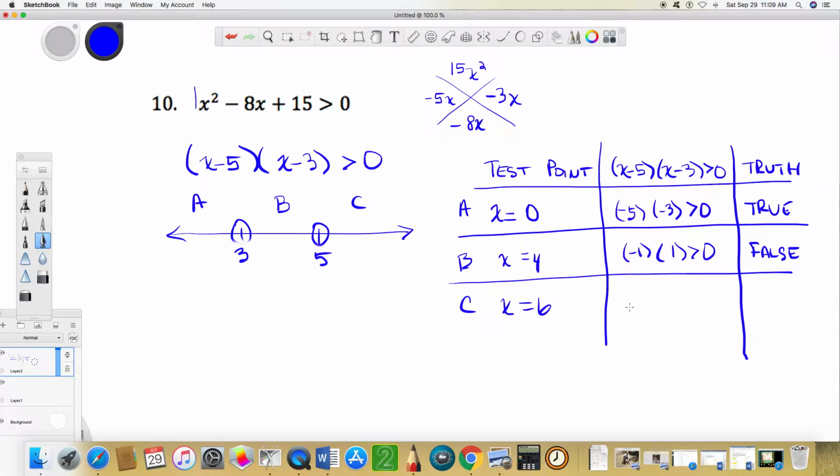If I replace x with 6, 6 minus 5 is 1. 6 minus 3 is 3. 1 times 3 is 3, and 3 is greater than 0. That's a true statement. So I'm not going to shade in the middle part, but I am shading in the tails, the part that's away from the middle. You pick any number that's in the shaded region and plug it in the original inequality, and you'll get a true statement. Pick something that's not in the shaded region and plug it in, and it will be a false statement. We want to describe this picture using inequalities.